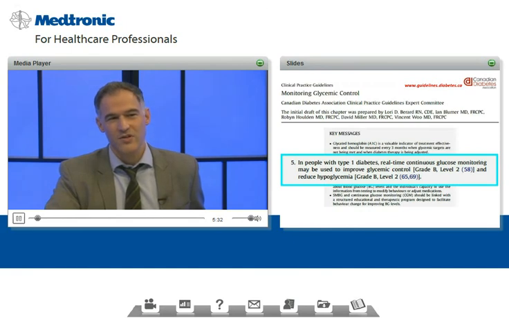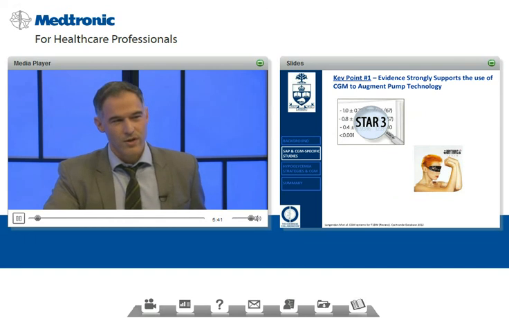And I'm going to get into some of the citations in this statement here from the key messages of the CDA guidelines. So to start with, I thought I'd describe a publication just from last year from the Cochrane Collaboration.